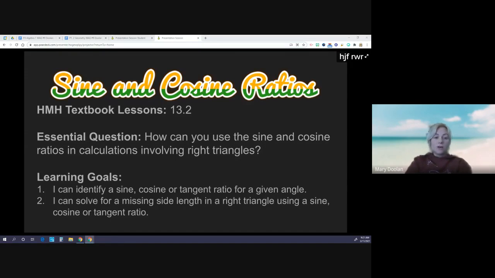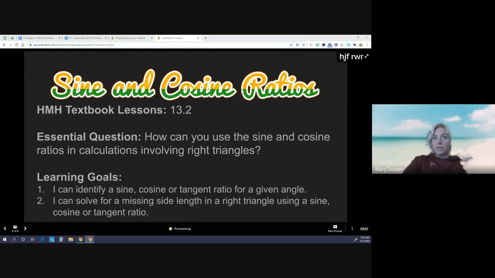And number 2, I can solve for a missing side length in a right triangle using a sine, cosine, or tangent ratio. We have already done the tangent ratio part of that learning goal, but now we're doing the sine and cosine part of it. And so these are the 3 different ways to look at ratios of the side lengths on a right triangle, the hypotenuse and the 2 legs, okay?